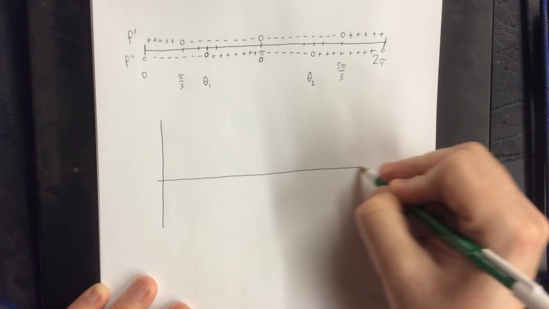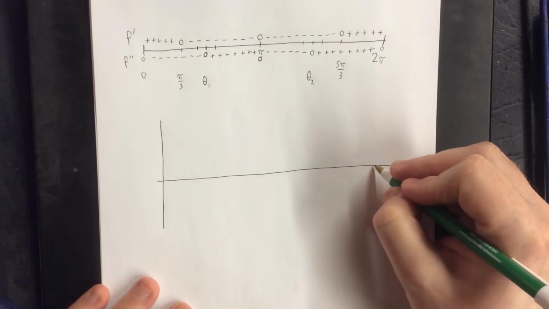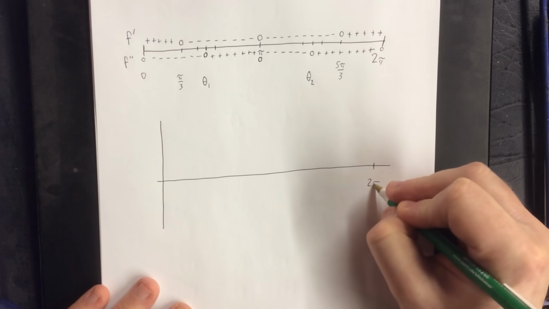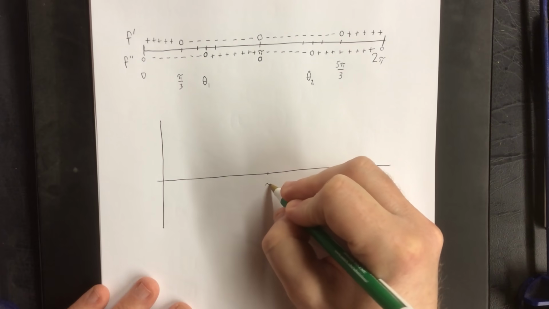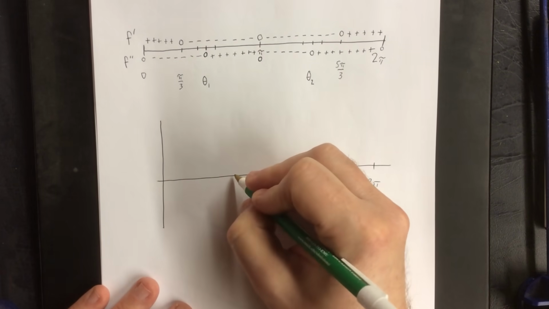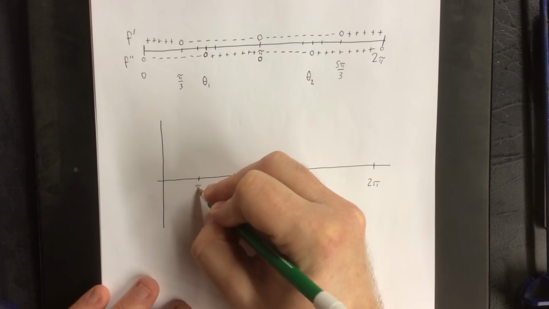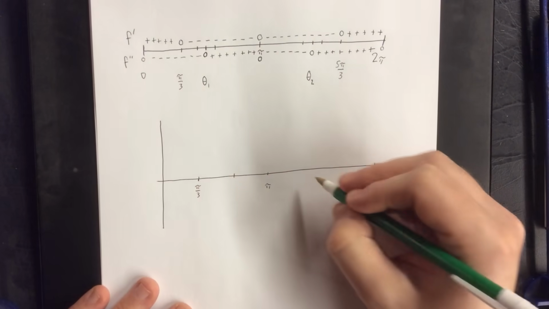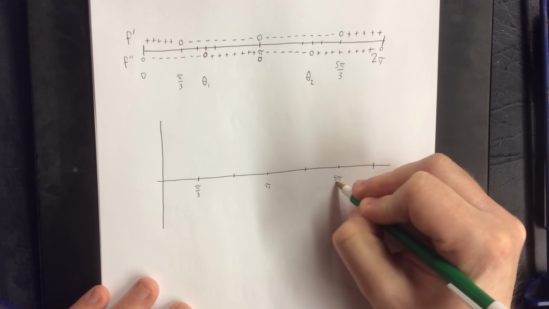So try to make a similar looking interval here. We'll mark off all of the important parts. Here's 2 pi out here. Halfway in between, we'll have pi. Split this into thirds right about here and here. Here's pi over 3. And then do the same over here. Here's 5 pi over 3.